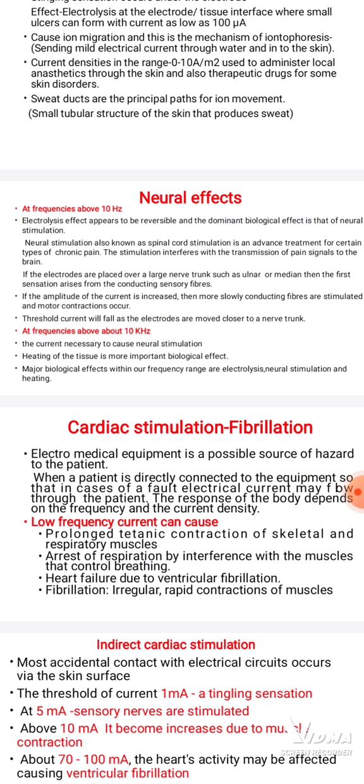Then next we can see about frequencies above about 10 kilohertz. At frequencies above about 10 kilohertz, neural stimulation no longer takes place, and heating of the tissue is the more important biological effect. So the major biological effects within these frequency ranges are electrolysis, neural stimulation and heating. Next one is cardiac stimulation, that is fibrillation.